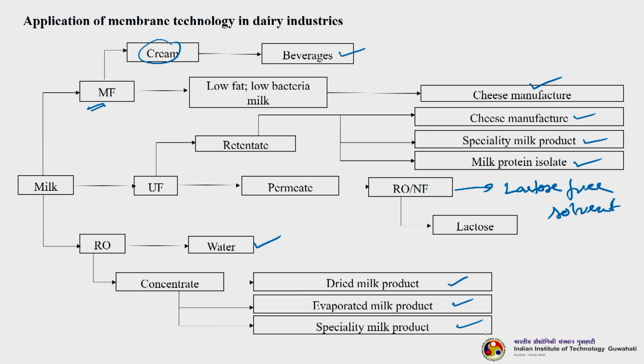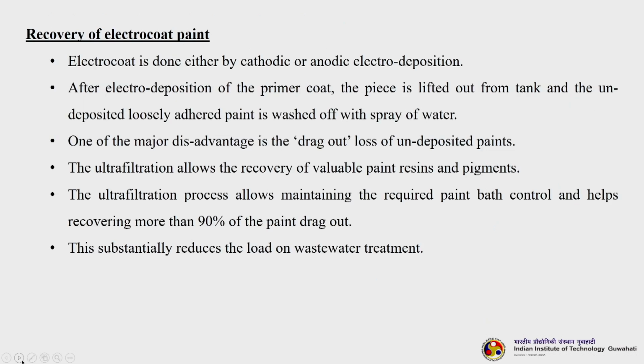So, this is how membrane technology plays a significant role in dairy industries. Next application is of course the recovery of electrocoat paint. Electrocoat is done either by cathodic or anodic electrodeposition. After electrodeposition of the primer coat, the piece is lifted out from the tank and the undeposited loosely adhered paint is washed off with a spray of water. Now, one of the major disadvantages is drag out of the undeposited paints, which is not good for the system.